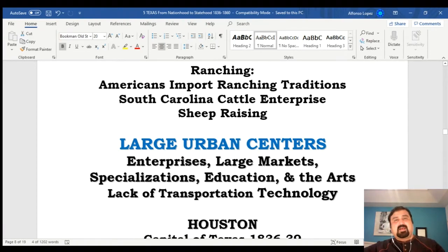Great Britain. So here we're going to see that Americans are bringing with them their knowledge, their expertise to Texas, and they're introducing, again, South Carolina traditions, cattle traditions, and cattle ranching, and some of the breeds that were dominant in South Carolina will be introduced also in Texas. Also, they introduced sheep into Texas, raising sheep for the wool, again, wool production, but also for meat production as well. Okay.